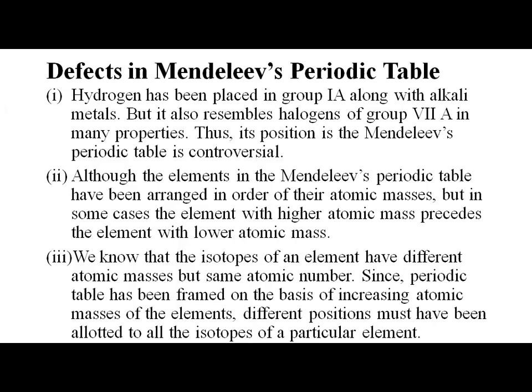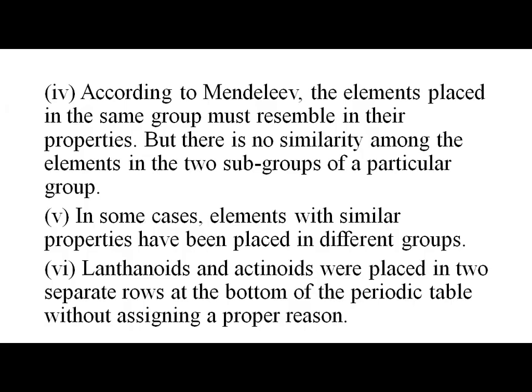We know that the position of the isotopes was not fixed. Isotopes of an element have different atomic masses but the same atomic number. Since the periodic table has been framed on the basis of increasing atomic masses of the elements, different positions must have been allotted to all the isotopes of a particular element. This I told only for hydrogen. There are so many isotopes for different elements, right? So that was not explained. That was not given. According to Mendeleev, the elements placed in the same group must resemble in their properties.